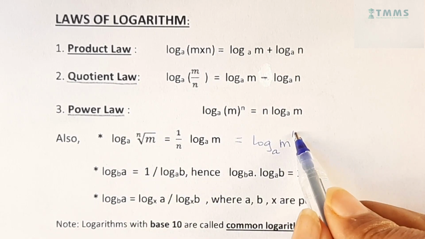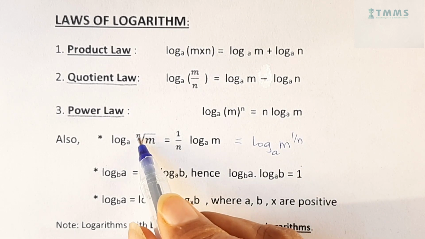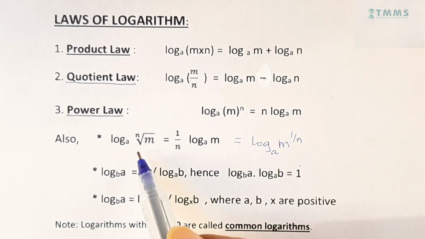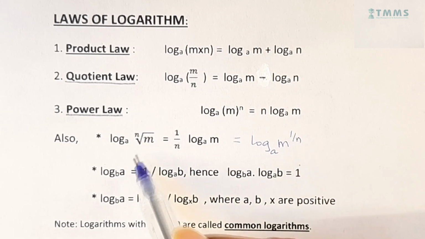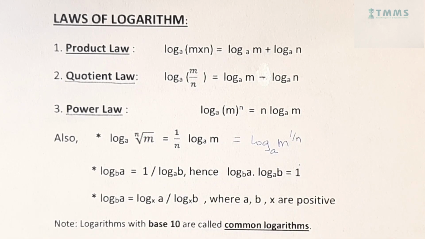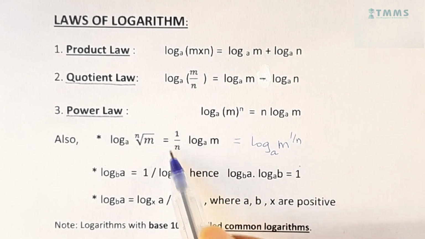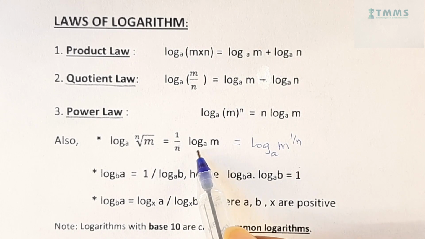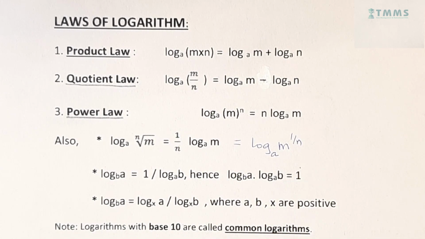Nth root is written as the index 1 upon n. So if it is square root, the index becomes 1 upon 2. If it is cube root, the index becomes 1 upon 3. If it is nth root, it becomes the index 1 upon n. And this index is now going to come as a coefficient of this log. So it becomes 1 upon n times log of m to the base a.